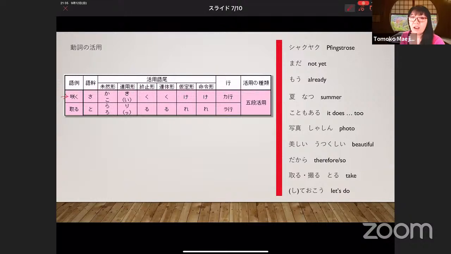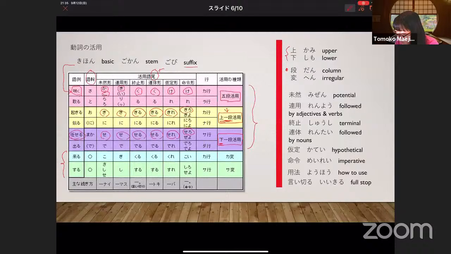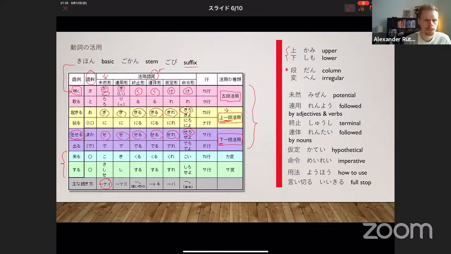I am supposed to put how you connect with the words. Do you remember this? I'm just gonna go back. Sorry. So this is mizenke, potential. And you conjugate with nai, negative, because it didn't happen yet. It hasn't happened yet, so you say nai, potential, negative.